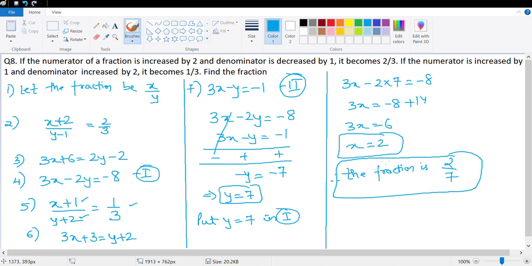A common mistake which students do is leave their answer at this point, but read the question. They don't want us to calculate x separately and y separately. They want us to find the fraction. So your answer has to be written in this specific form. Otherwise, you end up losing 1 mark. So this is the last step, which is worth 1 mark.